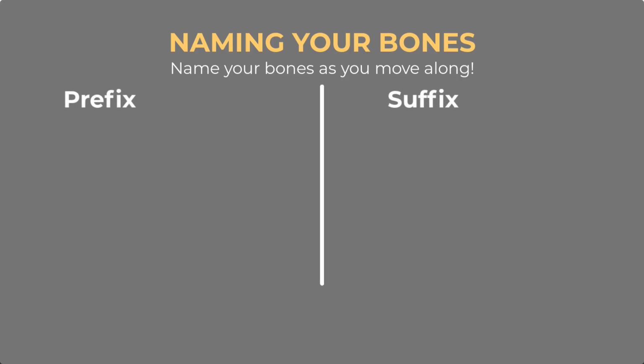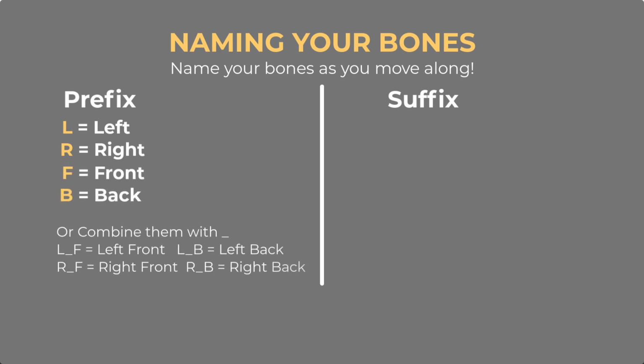For example, for prefixes, I like to use L and R for left and right, as well as F and B for front and back. So you can have an LF for left front or a LB for left back, and so on and so forth. However, it's really important to combine them with an underscore, otherwise it will not work with symmetrize options.